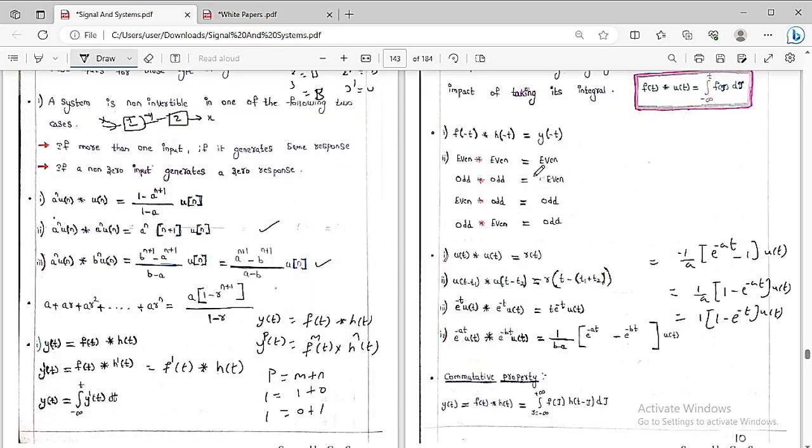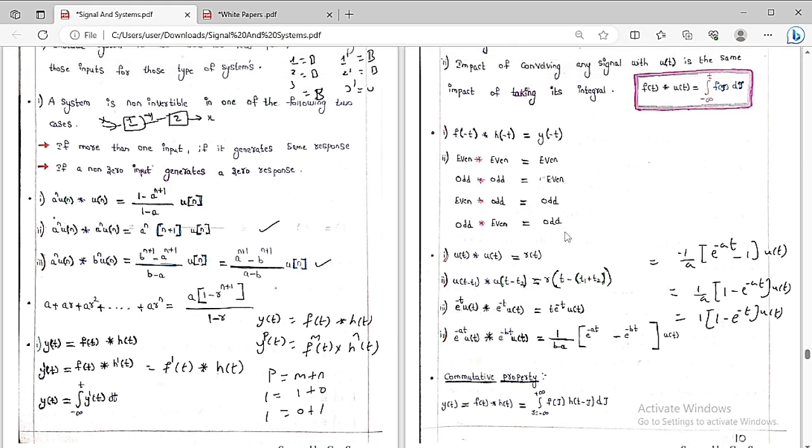Then, as I have already told you, the convolution of an even signal with an even signal is an even signal. The convolution of an odd signal and an odd signal is an even signal. The convolution of an even signal and an odd signal is an odd signal, and the convolution of an odd signal and an even signal is an odd signal. The same is satisfied by multiplication also.